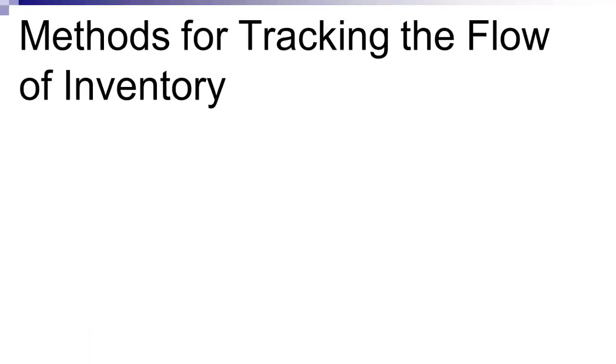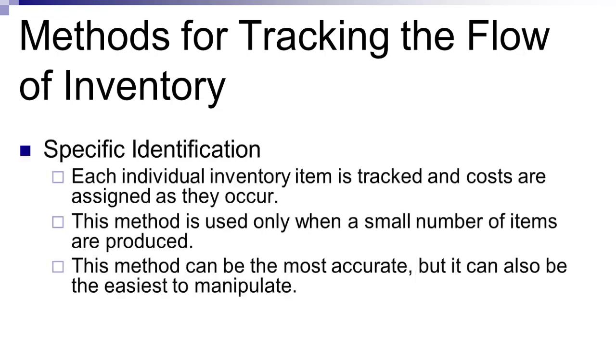Now, within this wide category of tracking inventory, we have lots of different methods that people have come up with. The first and most straightforward, I would say, is what we call the specific identification method. This is for companies that make very few, usually high-end units. Since I don't produce much, I can keep track of every single inventory item.